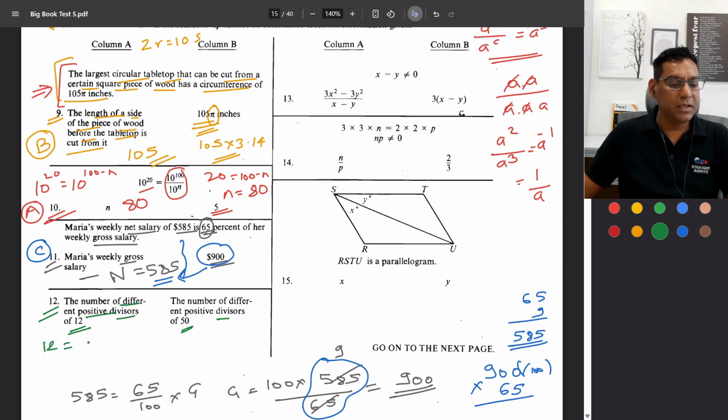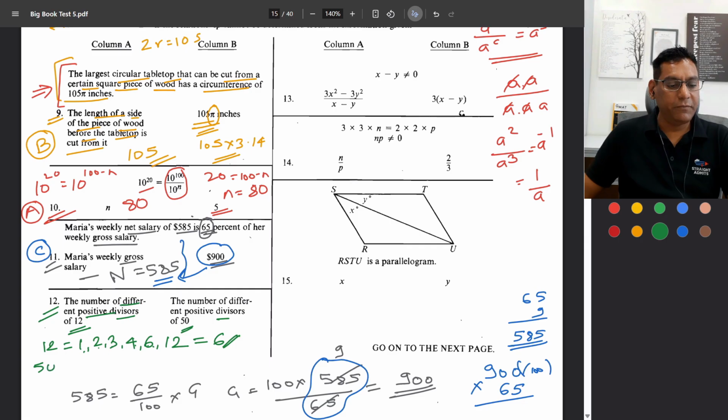Let's say 12: how many divisors are there for 12? I can divide it by 1, I can divide it by 2, I can divide it by 3, 4, I can't do it by 5, I can divide by 6, 7, 8, 9, 10, 11, 12. Okay, so 1, 2, 3, 4, 5, 6. I get 6 different, right?